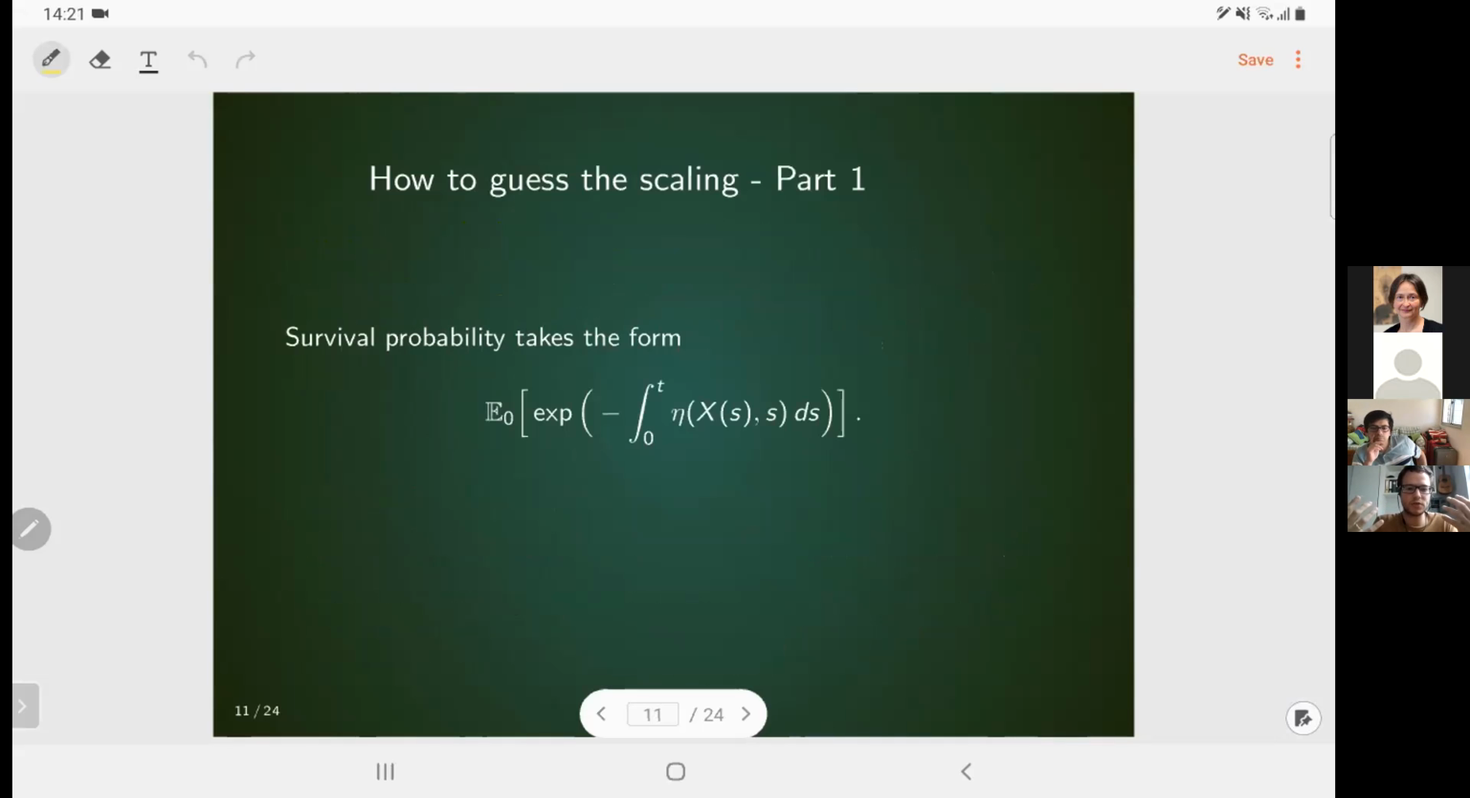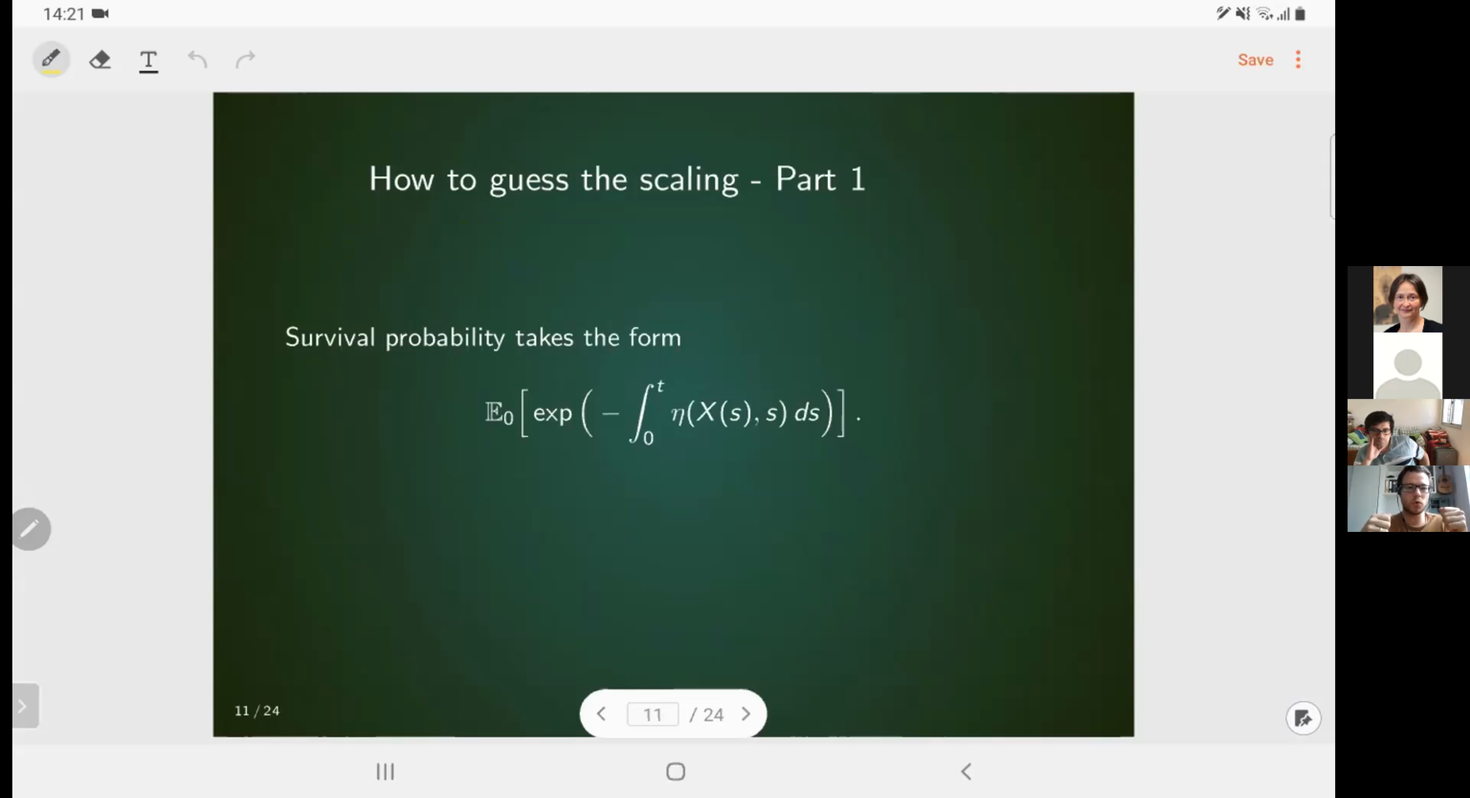The first thing that you need to know is that there's a formula for the survival probability, the formula I wrote down here. You have an expectation with respect to the random walk starting at 0 of the exponential of minus the integral from 0 to t of eta x. So this is the formula for the survival probability, if the killing would happen at rate 1. Now what do we want to do?